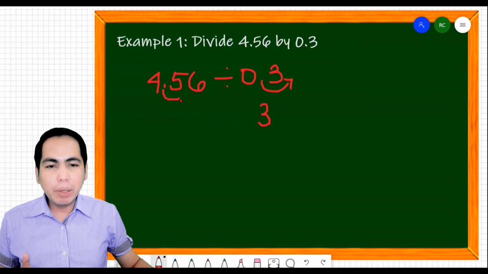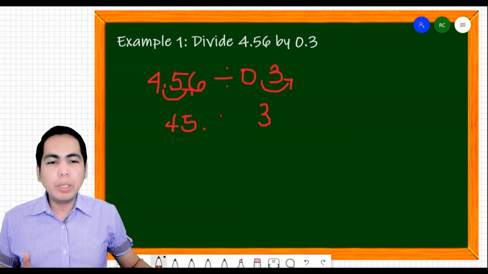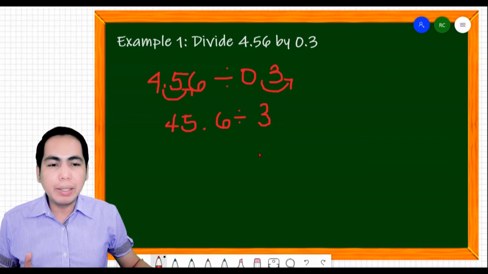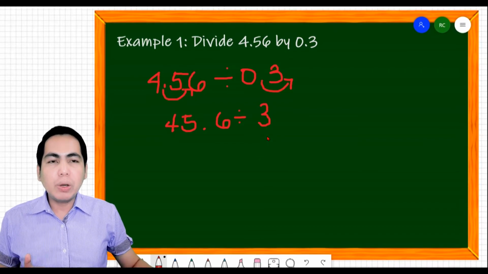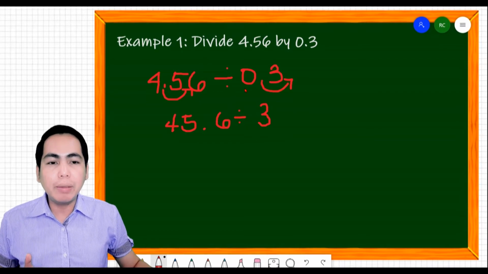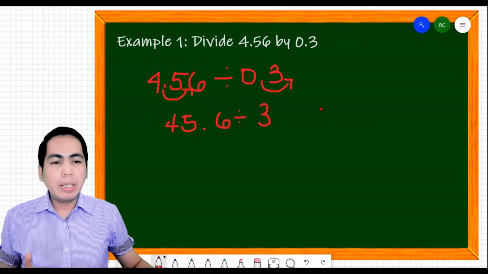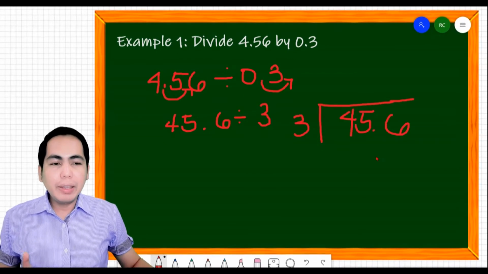So one decimal place to make it 45.6. So our new equation is 45.6 divided by 3. This new equation is just similar to 4.56 divided by 0.3. So we can now start dividing. In dividing decimals, we can just follow the same way as dividing whole numbers.